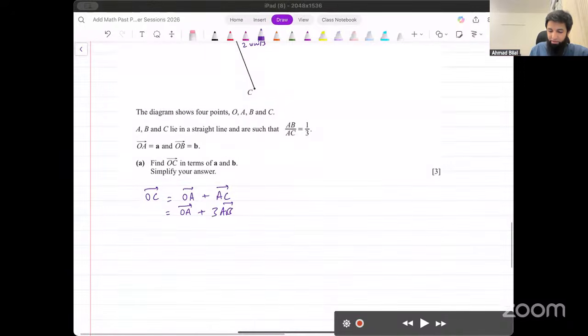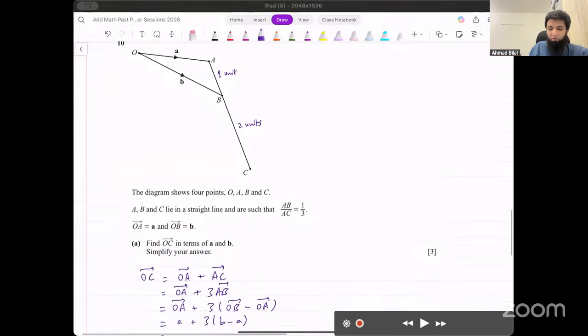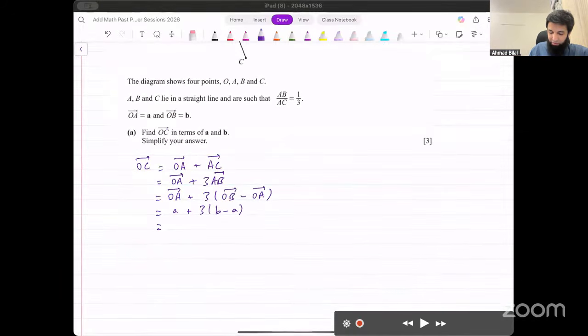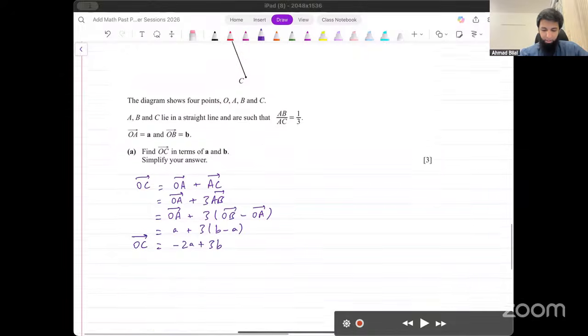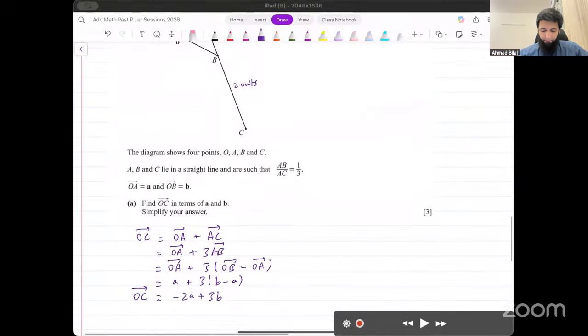So we could write this as 3 times AB. Now, AB we can find easily. We can say OA vector plus 3 into OB minus OA. And that simplifies to A plus 3 into B minus A, because OA was A, OB was B. And that finally simplifies to A minus 3A, which is minus 2A plus 3B. That's the vector OC. The first part is extremely straightforward. That's 3 marks. Easy 3 marks. That was part A.